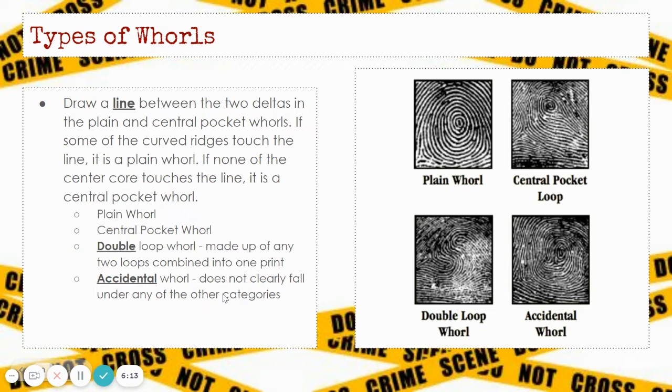An accidental whirl doesn't really fall under any of the other categories. This is kind of the misfit. If it's not a clear arch, not a clear loop, or plain whirl, then it would be an accidental whirl. We don't have two distinguished deltas, so it's not a true whirl. The ridges don't enter and exit from the same side. They don't enter and exit from opposite sides, so it doesn't really fall into any category. That would be an accidental whirl.